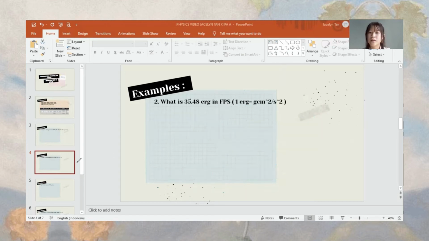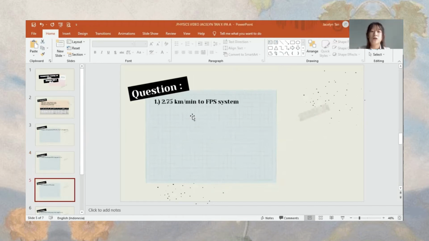Next, we have some questions that we can answer together. 2.75 kilometer per minute to the FPS system. So we write it first: 2.75 kilometer per minute.